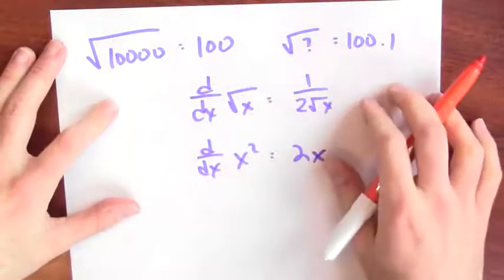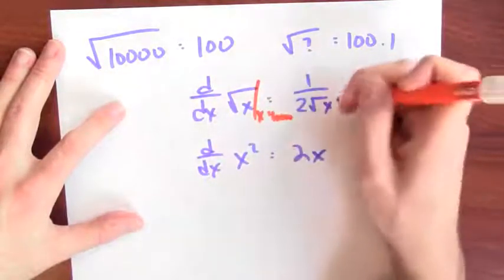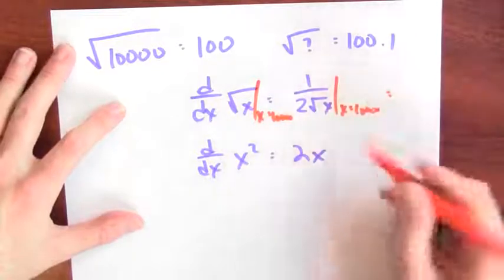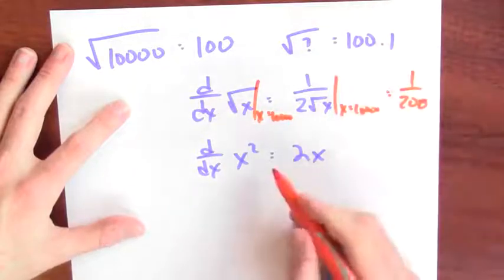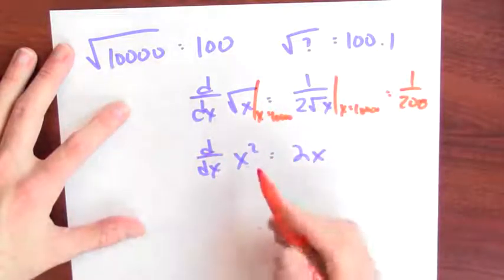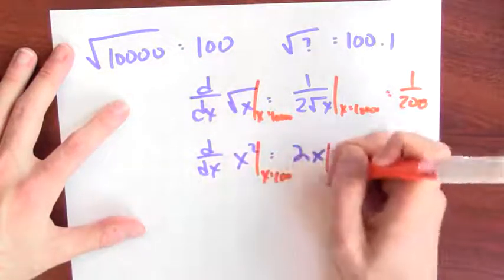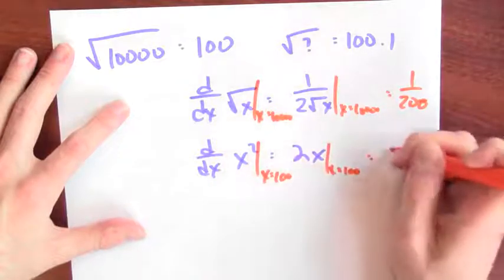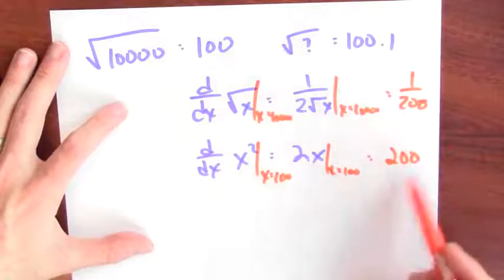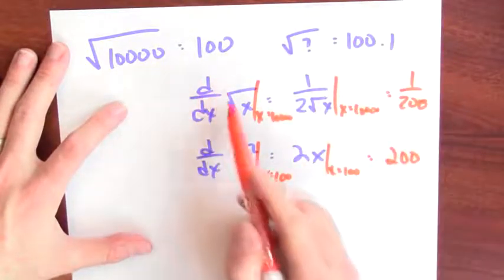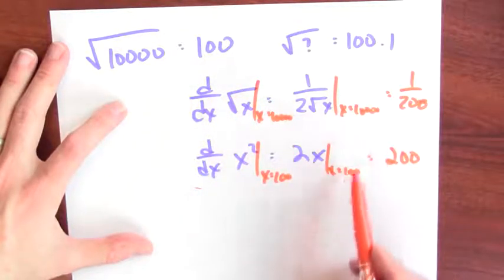Where are we evaluating these functions? Well, I'm evaluating the square root function at 10,000. Right? This is at x equals 10,000. And if I evaluate that at 10,000, that's 1 over 2 times the square root of 10,000. That's 1 over 200. Where am I evaluating the other function, the x squared function? Well, there I'm really thinking of 100 as the input. So I'll evaluate that derivative at 100. And 2x, when x is 100, is 200. And it's not too surprising, right, that 1 over 200 and 200 are reciprocals of each other, because I'm calculating the derivatives of a function and the inverse function at the appropriate places.